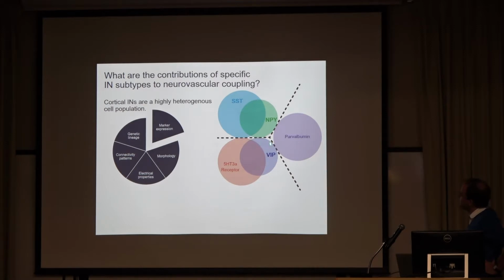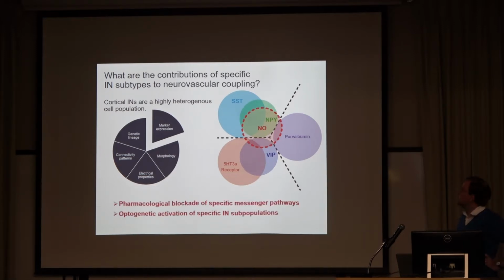like here down VIP or somatostatin and neuropeptide Y. So this already divides these interneurons into non-overlapping groups with different types of proposed vasoactive molecules. Other vasoactive messengers like nitric oxide are shared between them. So this is an additional complication, but for now, this is a very good starting point to subdivide them.